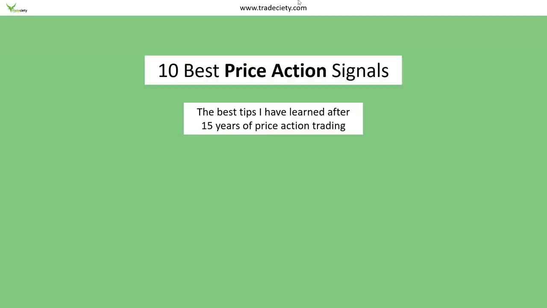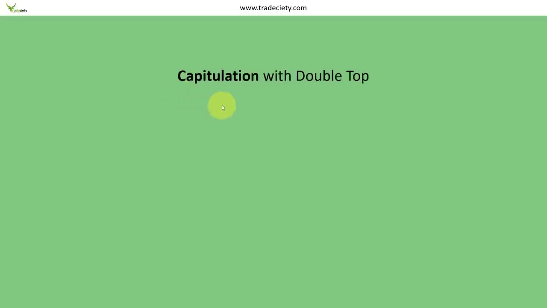Let me give you the 10 best price action signals, entries, and tips that I have learned over the last 15 years of being mostly a price action trader. The first concept is called capitulation, and we're going to take a look at it in the context of a double top. And as you will see in this video, we're going a little bit more advanced and not only cover the common, most basic price action signals.